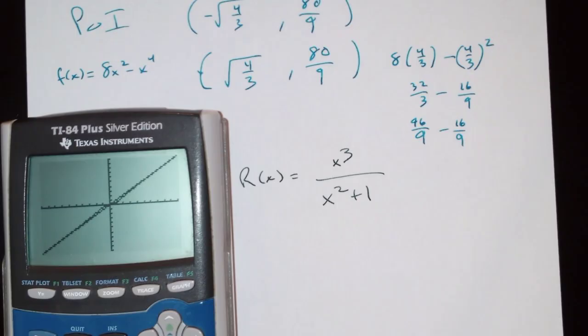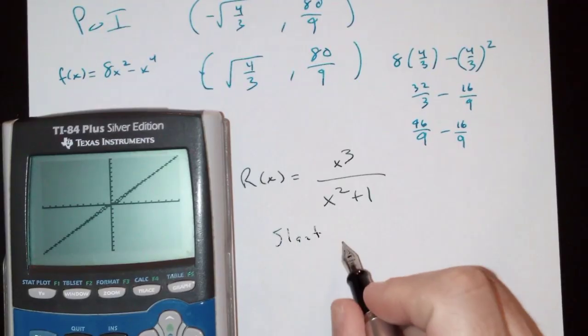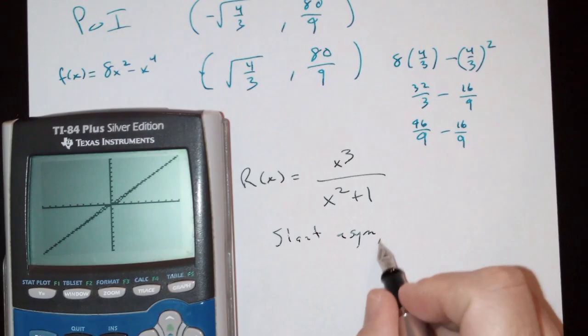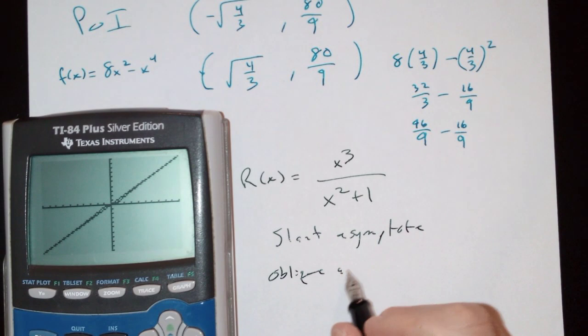Jack, in this case, the reason that happens is because the power on top is exactly 1 bigger than the power on the bottom. I rigged this problem. If the power on top is exactly 1 larger than the power on the bottom, I do get an asymptote. But it's not flat. It's tilted. This is called a slant asymptote or an oblique asymptote.